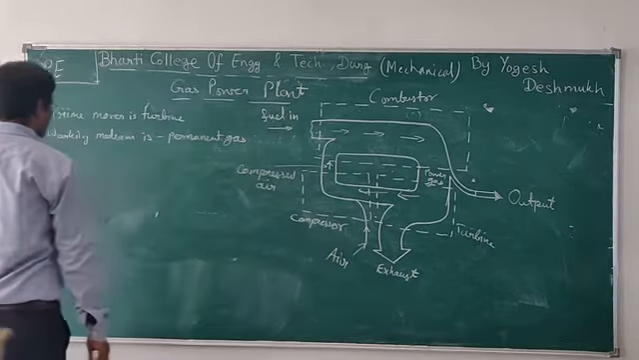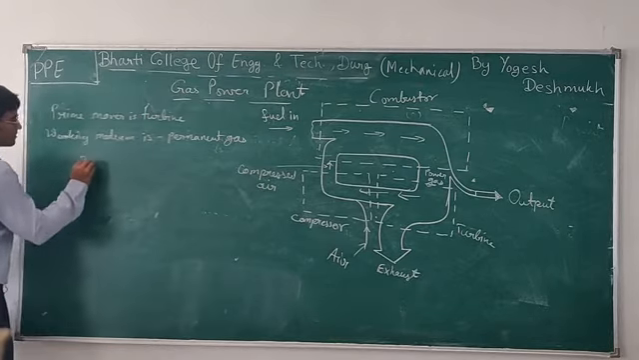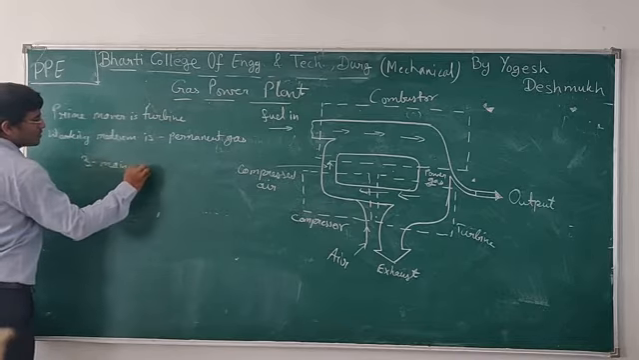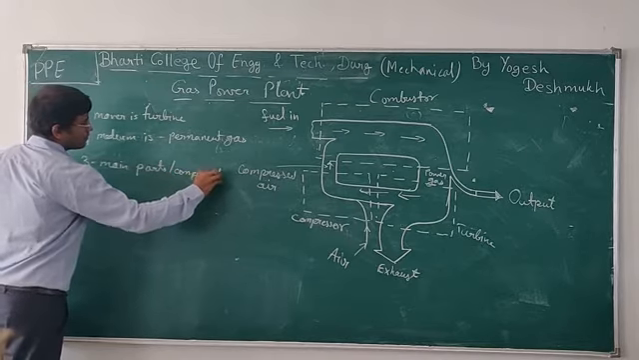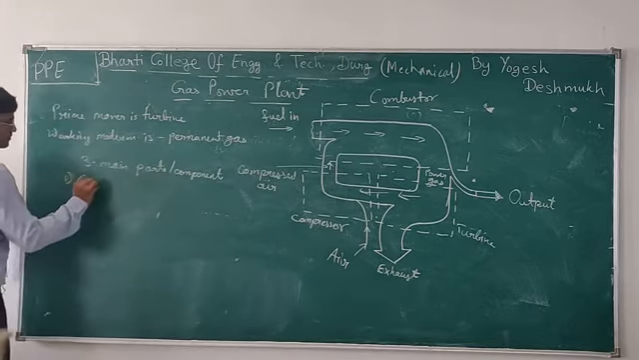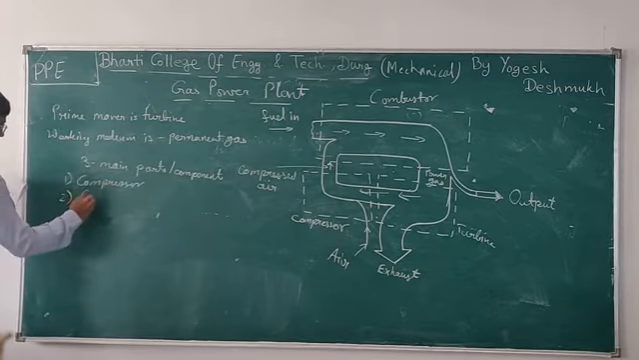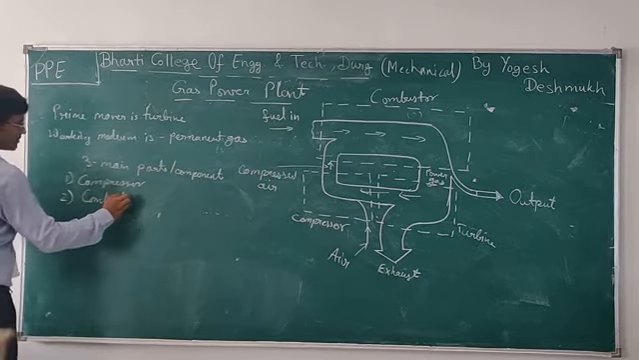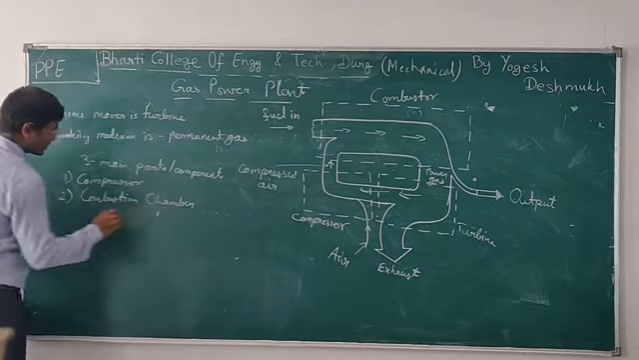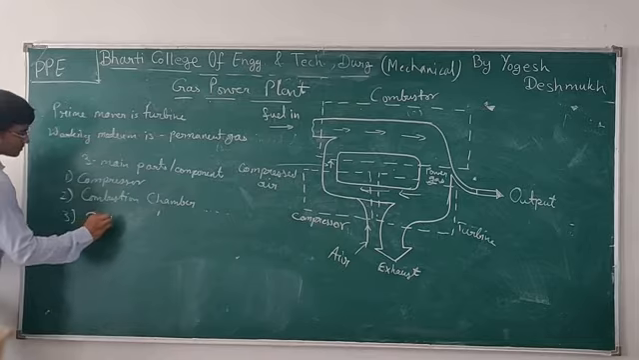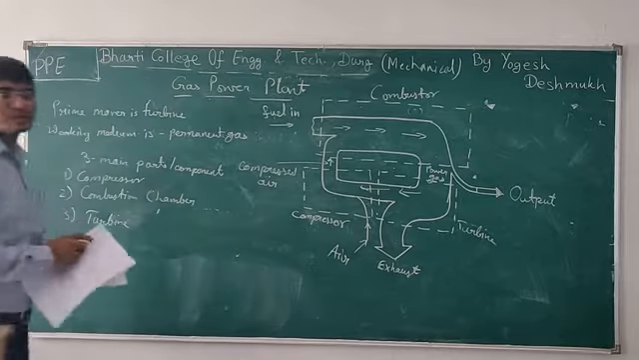The gas power plant has three main components, or parts: first, the compressor; second, the combustion chamber; and third, the turbine. These are the main components of a gas power plant.